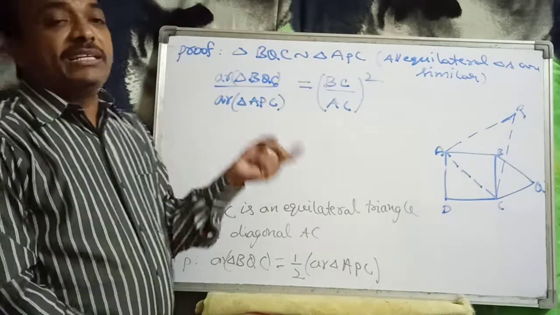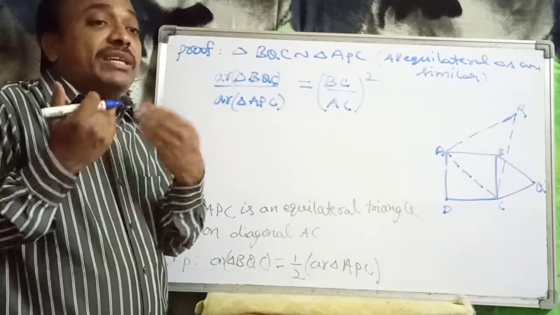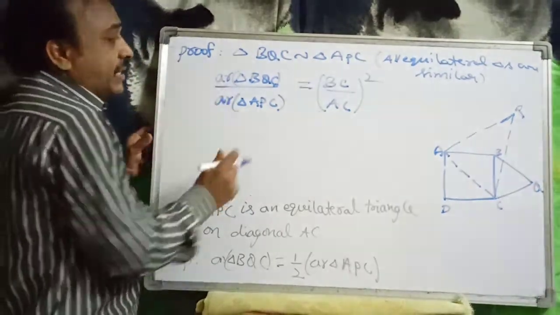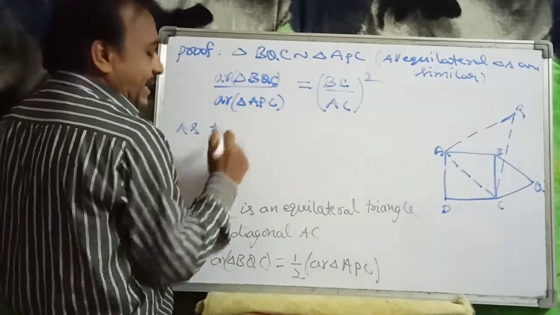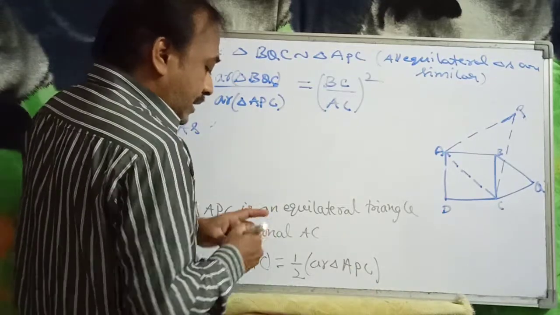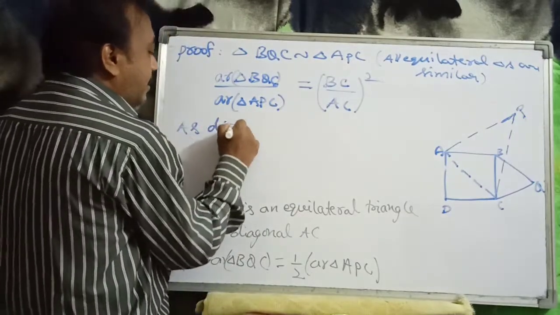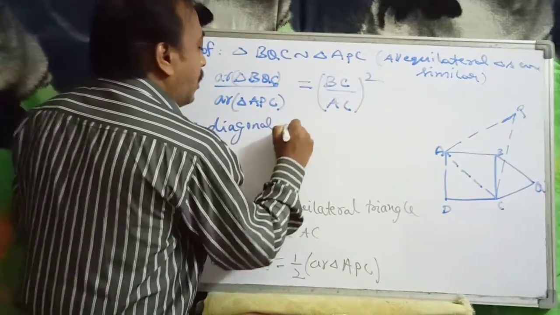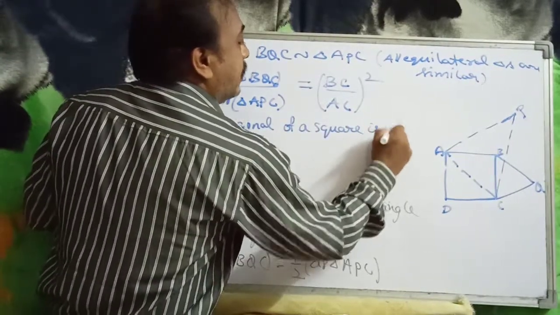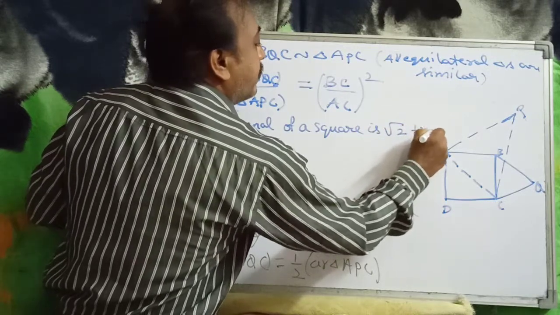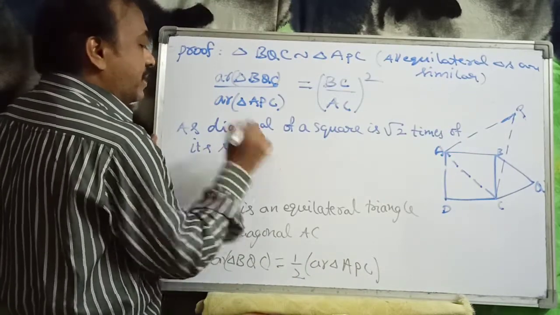As we know, the ratio of areas of two similar triangles will be equal to the square of the ratio of the corresponding sides. But here, what is AC? AC is the diagonal, and the diagonal of a square is root 2 times its side.